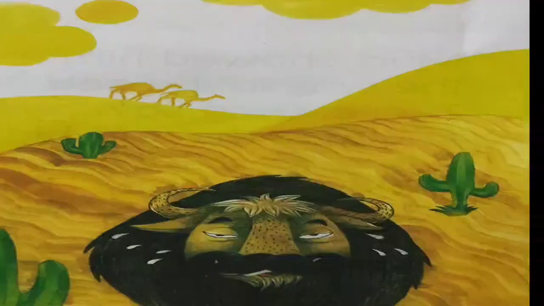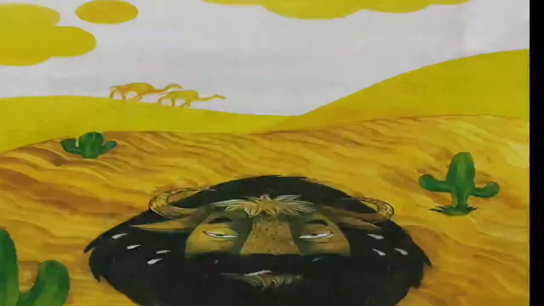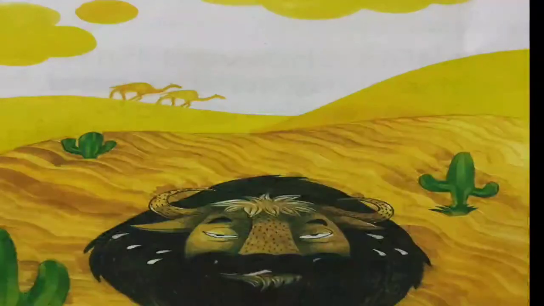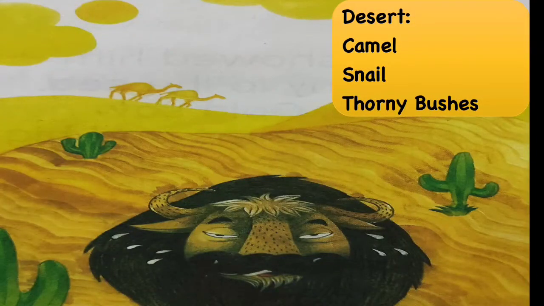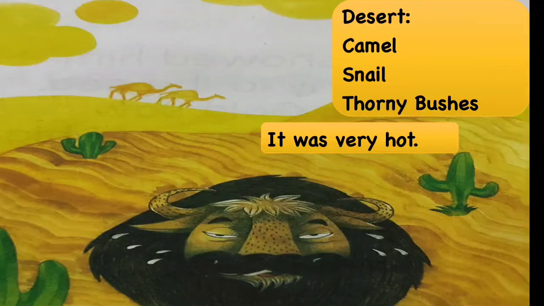And the third place they visited was the desert. And while they were walking in the desert, Gola saw camels, snails and thorny bushes. Okay? Did he like it there? No, he still did not like the desert. Now, why did he not like the desert? Because it was very hot. And then, okay, he did not like the desert.